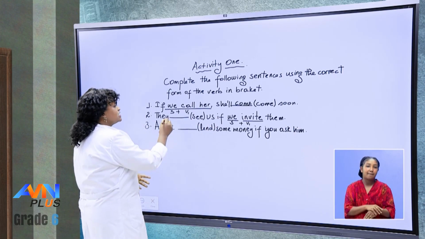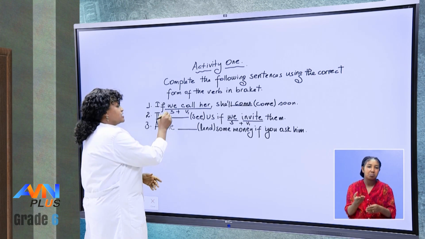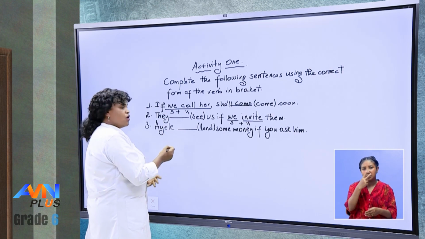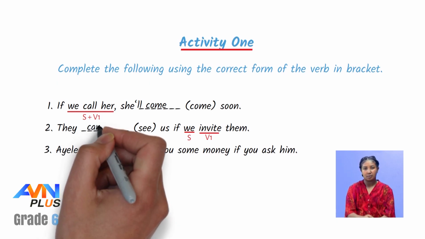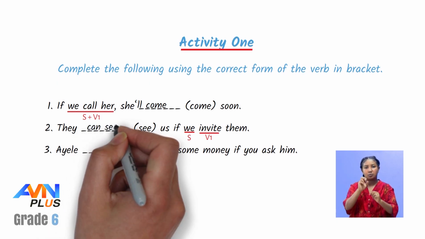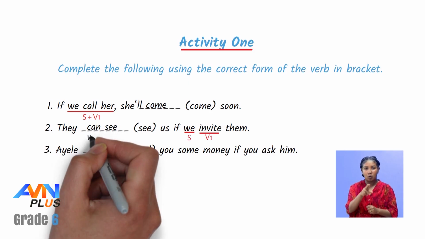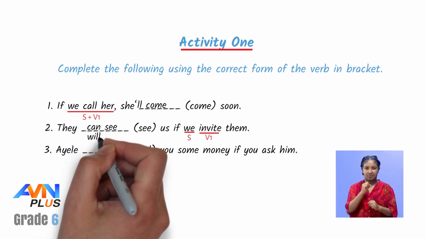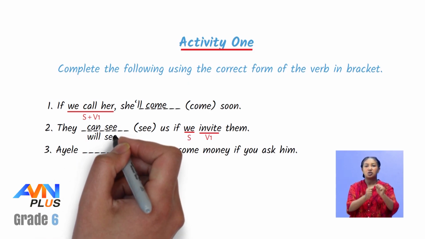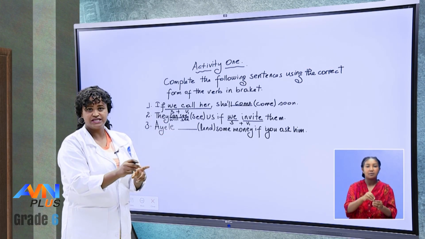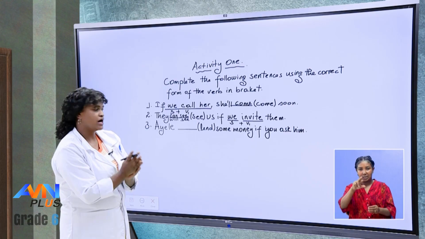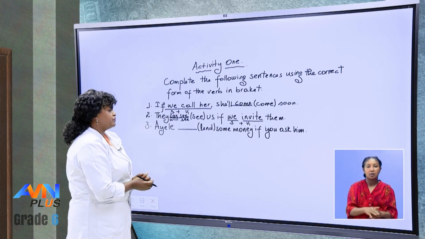Yeah, just to make a change, you can say they will see us, yes, or they can see us. It doesn't matter. They will see us or they can see us. So we don't change the form of the verb, but we make it future by adding the future auxiliary or the modal auxiliary can.